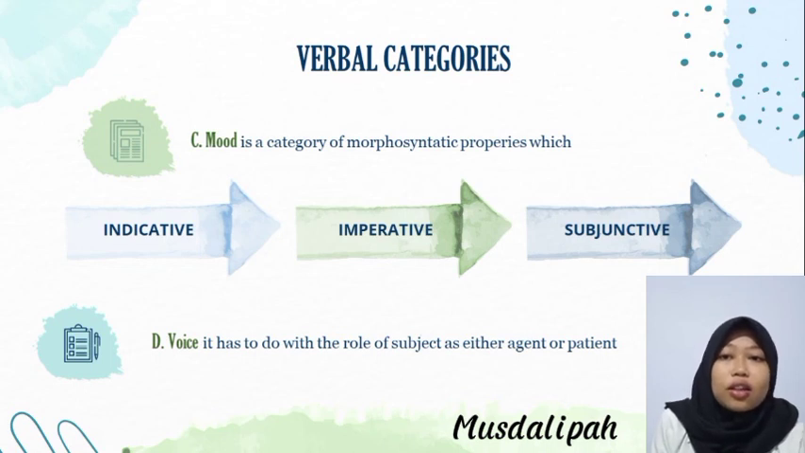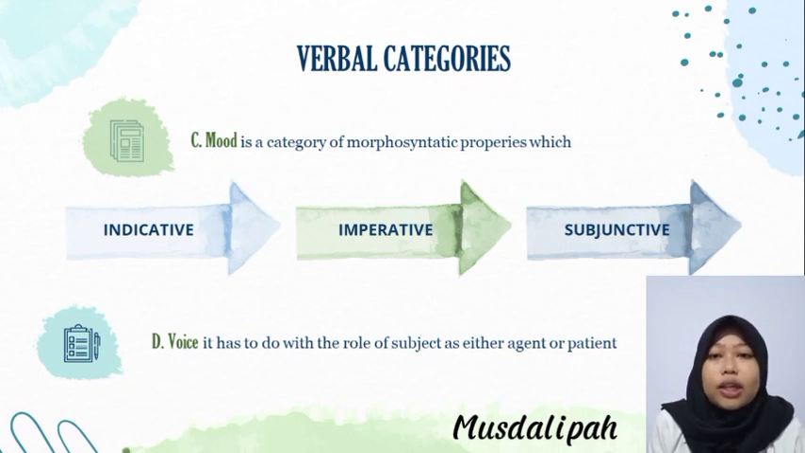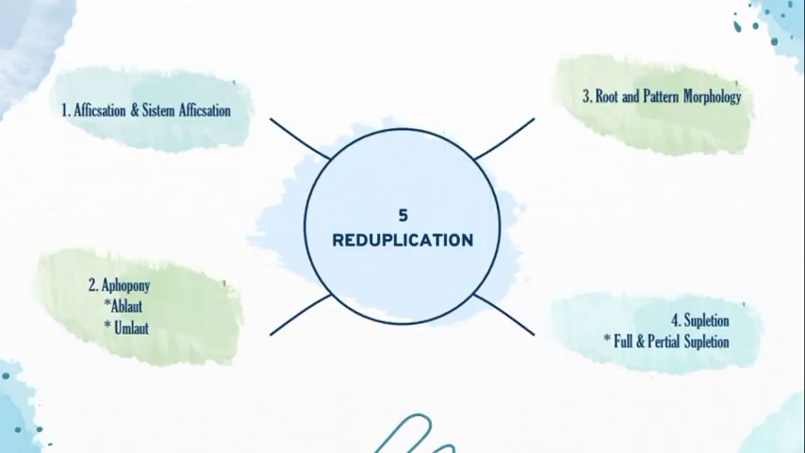And D is voice. Voice has to do with the role of the subject as either agent or patient. The ways in which a language expresses the relationship between a verb and the noun phrases which are associated with it. Two sentences can differ in voice and have the same basic meaning. Besides that, there are also 5 reduplications. They are affixation and systematic affixation, apophony, root and pattern morphology, and suppletion.